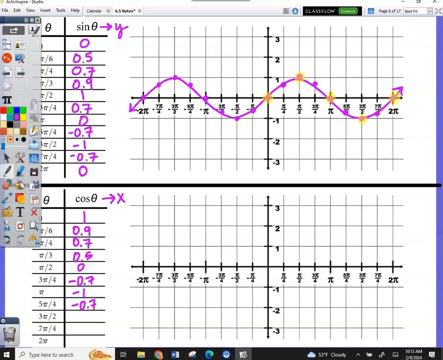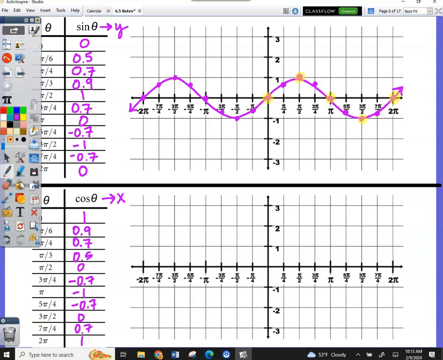3 pi over 2 is 270. What's the x coordinate? 0. 7 pi over 4 is root 2 over 2, right? And then 2 pi is 1. So to plot these, you're only plotting the ones with 4 or 2 in the denominator, because that means increments of 1/4, or your nice whole ones, your quadrantal angles.